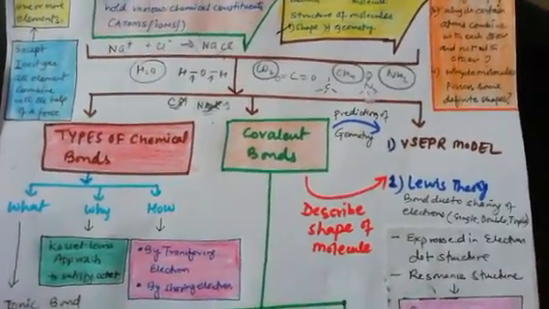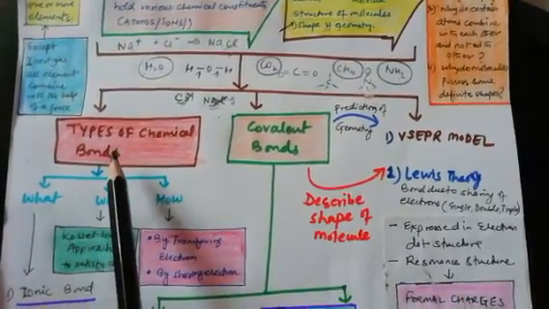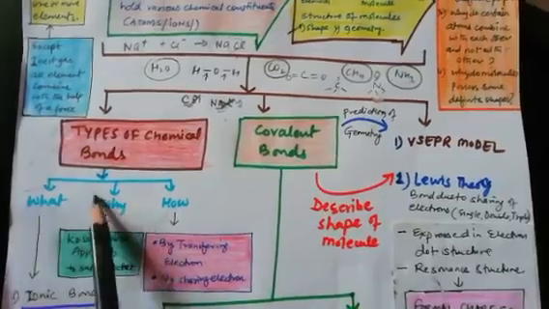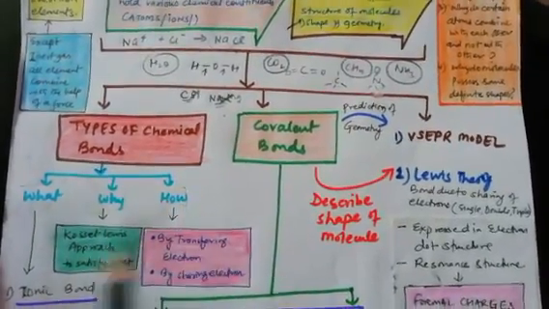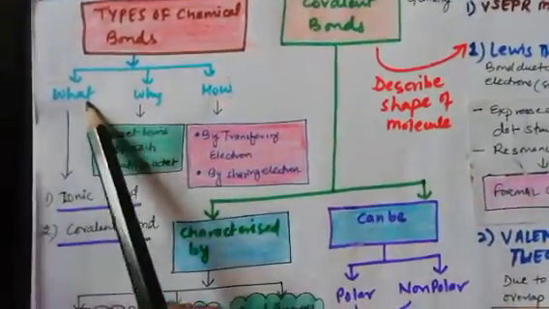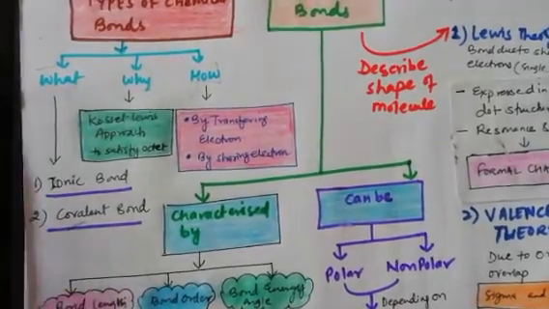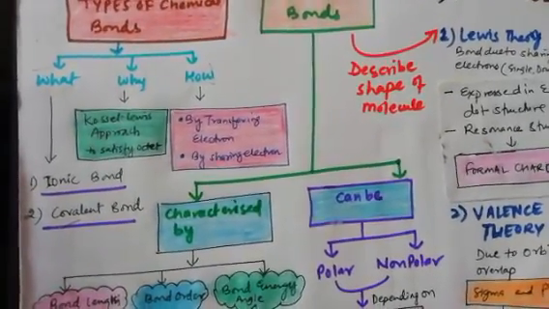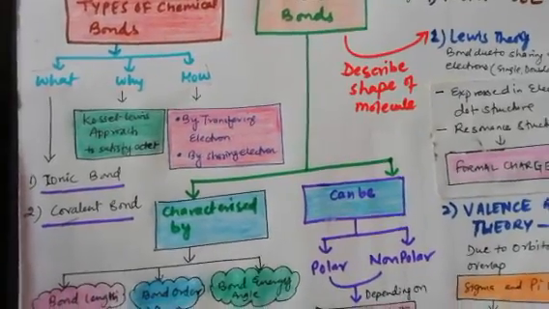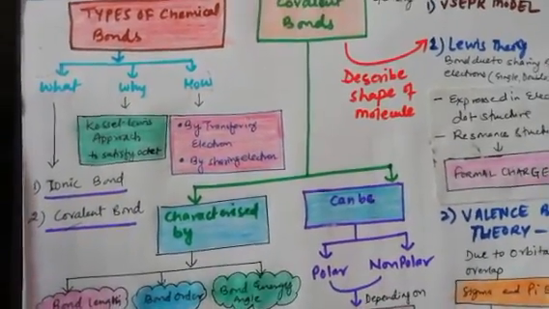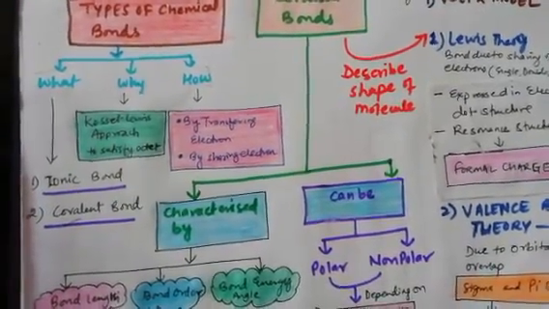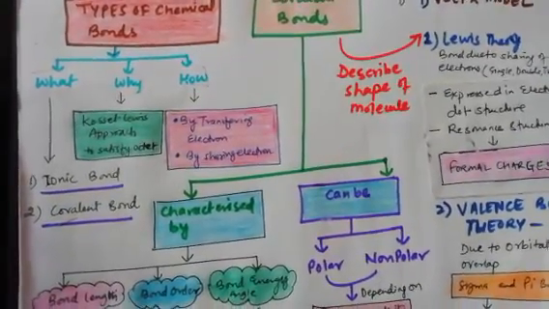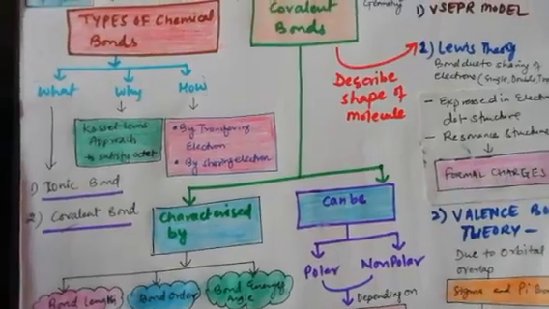But there are 2 types of bond. Number 1, in the type of chemical bond we also need to study what a chemical bond is, why we are studying chemical bond, and how we will study the chemical bond. So there are 2 types of bond, ionic bond and covalent bond. Ionic bonds are those bonds which are formed by the transfer of electrons, meaning the metal is losing electrons and the non-metal is gaining electrons. The metal which is losing electrons carries a positive charge, that is called electropositive, and the non-metal which is accepting electrons is called electronegative in nature and is known as an anion.